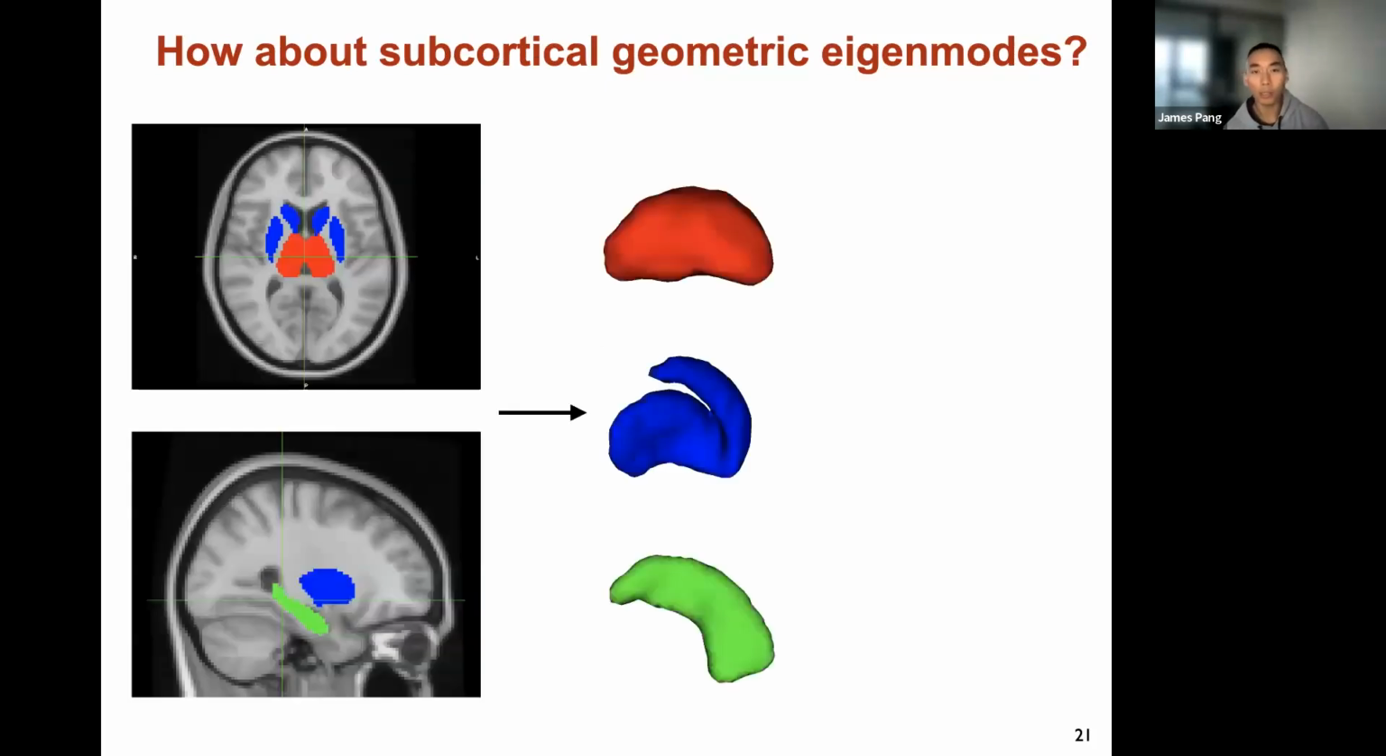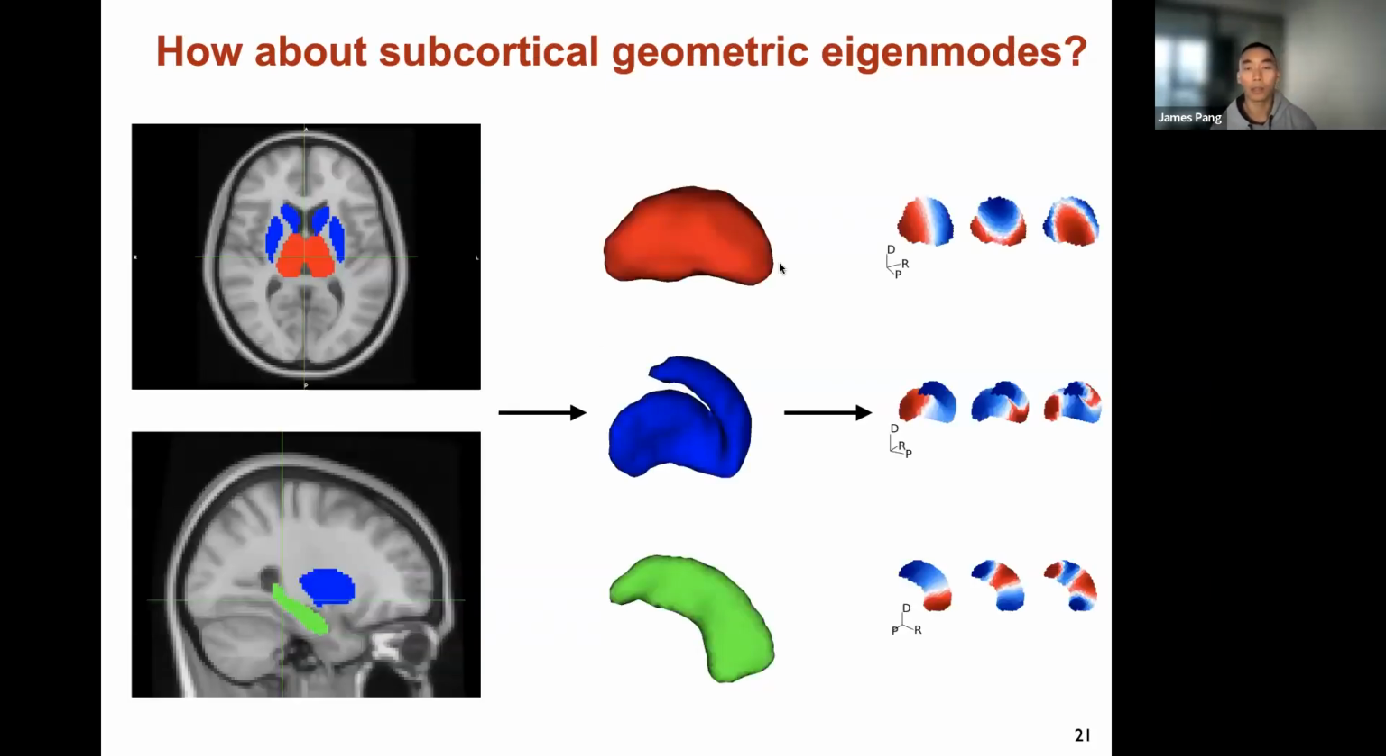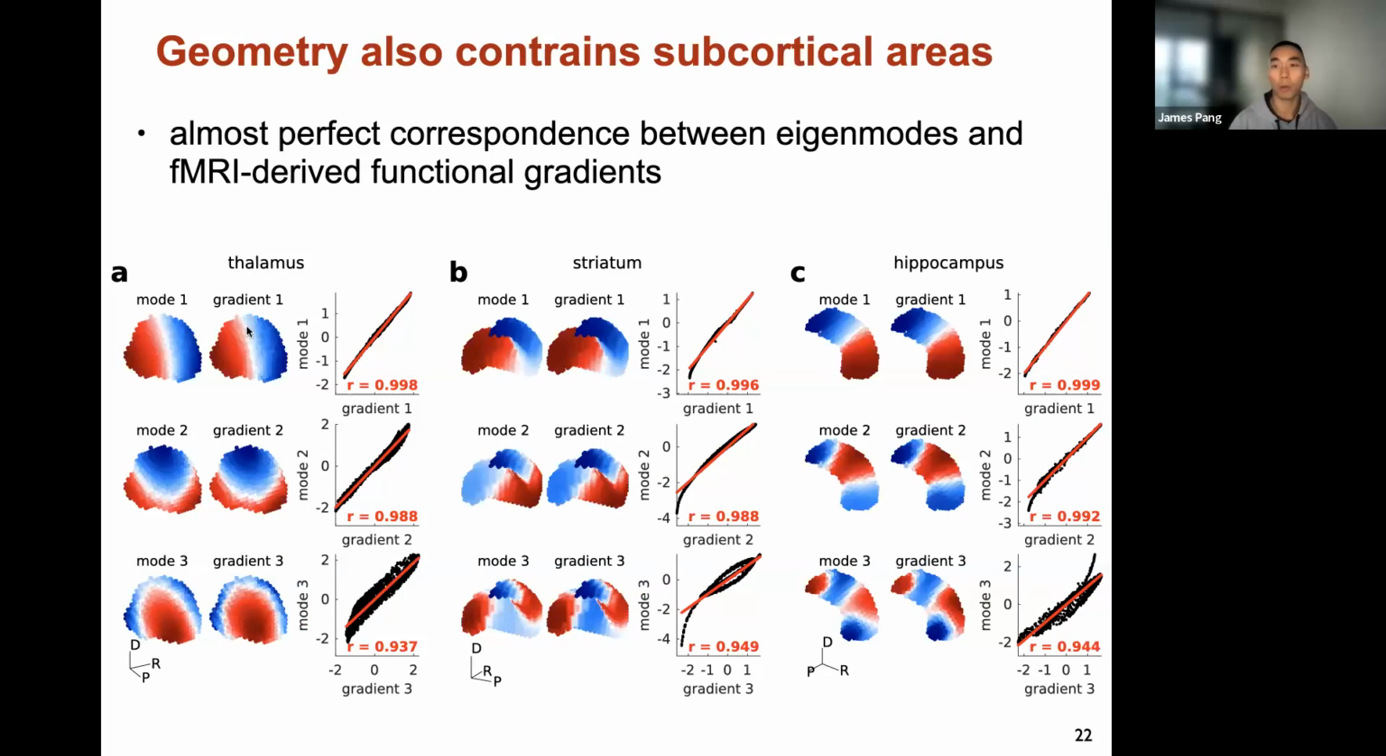And finally, we employed the same approach in the subcortex, and we calculated the eigenmodes of the three-dimensional volumetric shape of the thalamus, striatum, and the hippocampus. And what we found is that the geometric modes of these subcortical structures almost have perfect correspondence with functional gradients derived from fMRI data, which is quite intriguing, because again, the modes were just derived from the three-dimensional anatomy of these structures. So what are the advantages of this eigenmode-based approach?